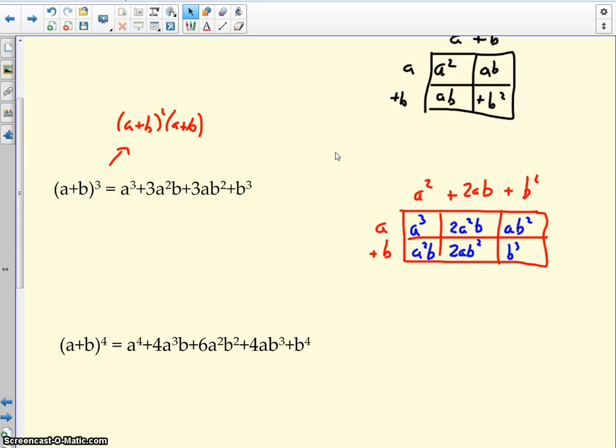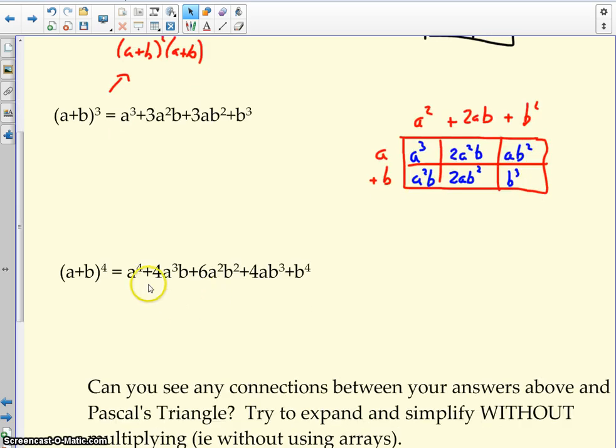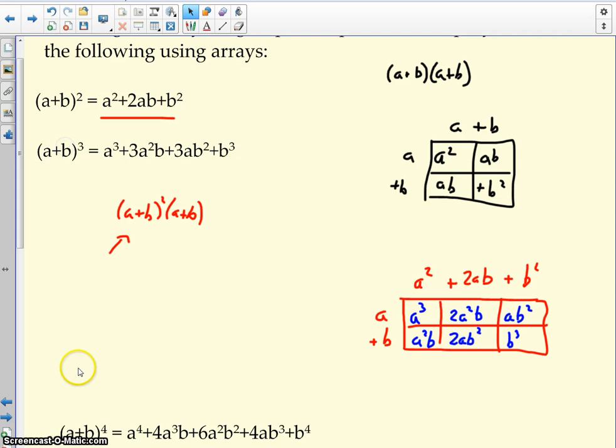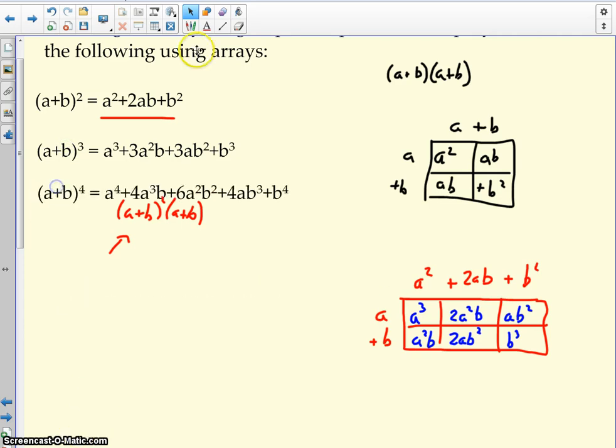If you do something similar and take this expression, multiply it by a plus b again, you get (a + b) to the exponent 4, and you get this guy. So what I want you to take a look at here, so we have answers to these three problems: (a + b) squared, (a + b) cubed, and (a + b) to the exponent of 4.